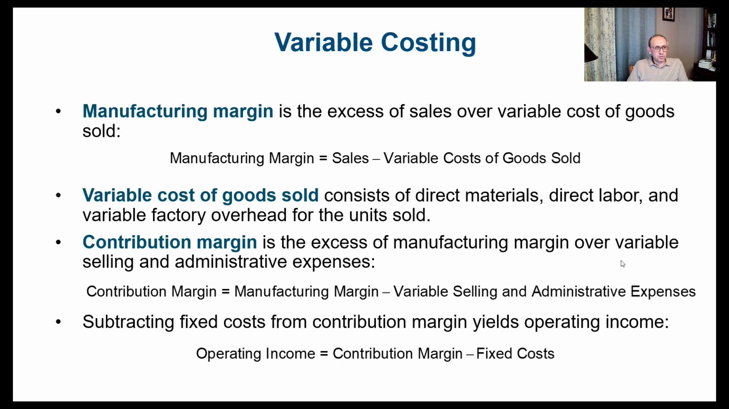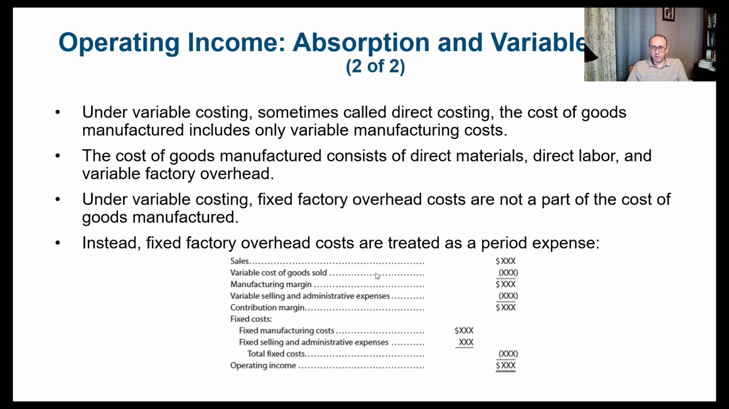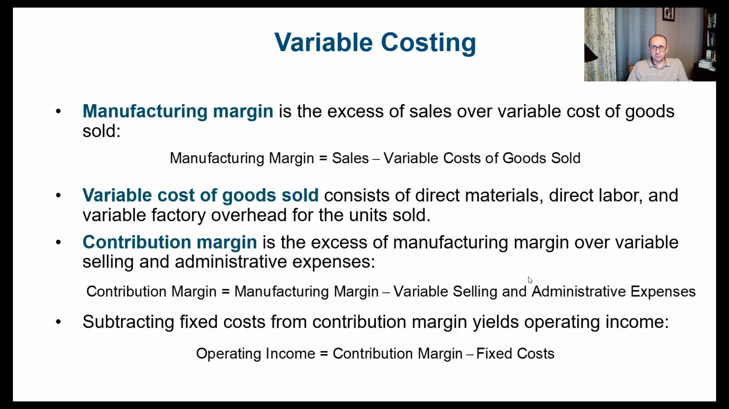So manufacturing margin, one more time, just to review what we talked about here. Manufacturing margin is the sales minus variable cost of goods sold. In other words, it's the excess of sales over variable cost of goods sold. And if you go here, that's how we get the manufacturing margin. It's sales minus variable cost of goods sold. The variable cost of goods sold consists of direct material, direct labor, and only the variable portion of factory overhead for the unit sold.